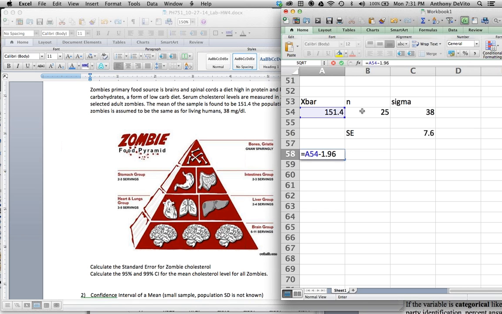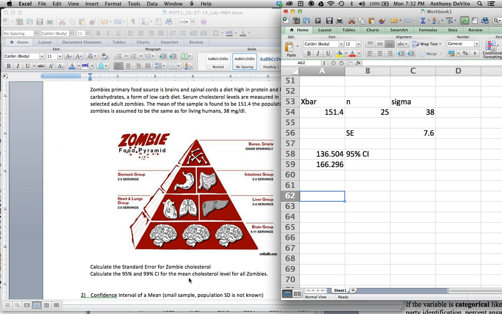1.96 times 7.6. Okay, and equals 154.4 plus 1.96 times standard error. And that's our 95% confidence interval.